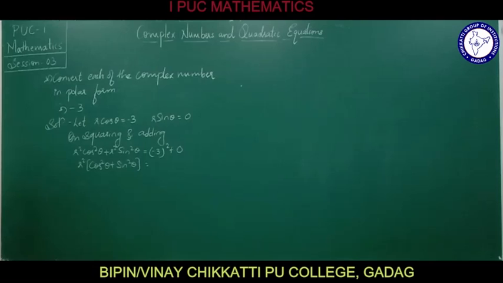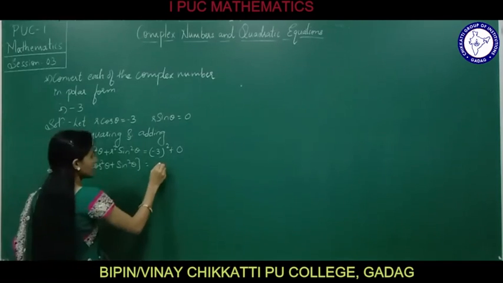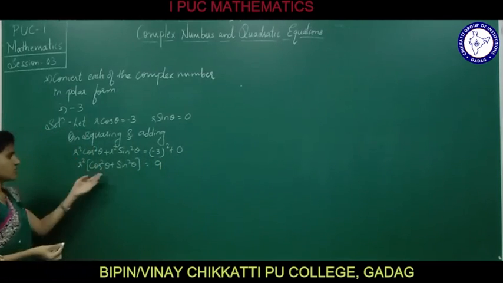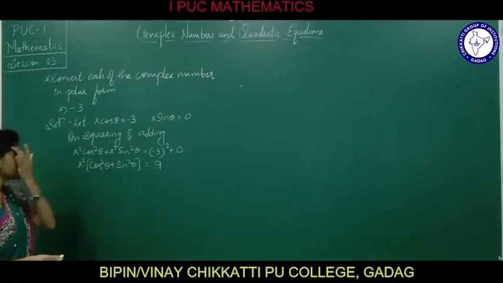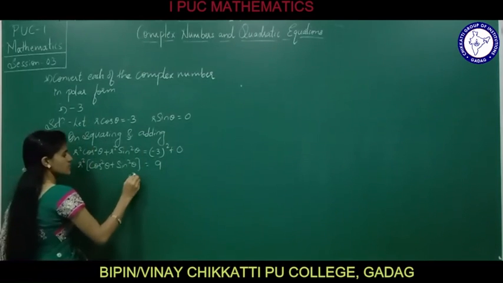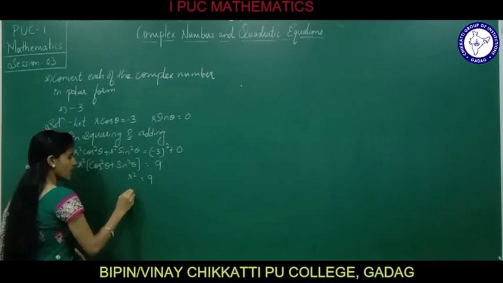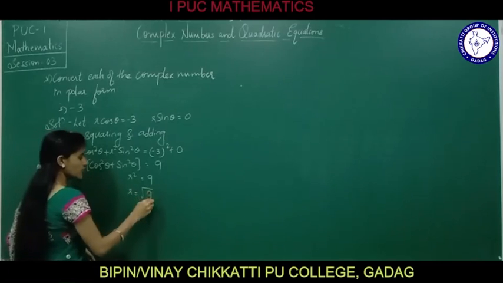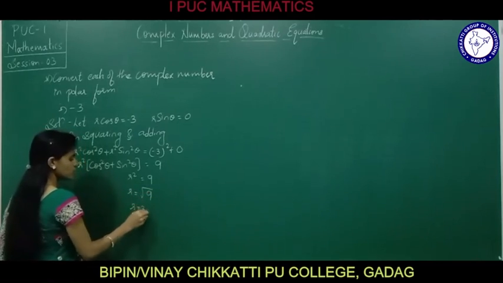Minus 3 square, that is, I am going to get it as plus 9. Cos square theta plus sin square theta is 1. R square is equal to 9. R will be equal to root of 9. Therefore, R will be equal to 3.